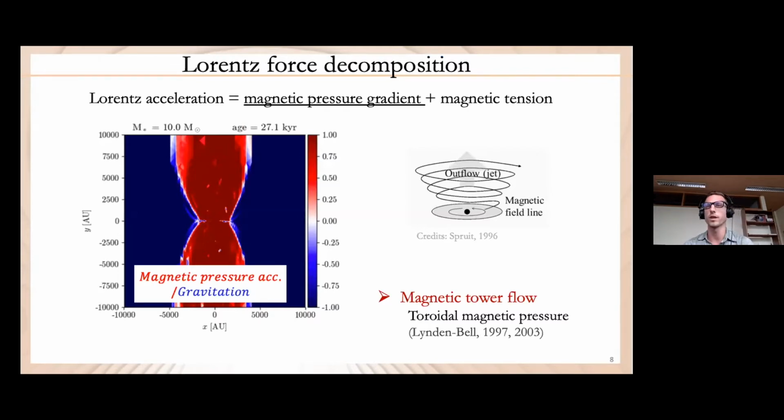Now we can focus on this Lorentz force, and actually we can decompose it as the sum of a magnetic pressure gradient and a magnetic tension force. So we will focus on the first one. So what happens here? Well, you have the field lines that are initially vertical, and then you have the differential rotation that twists the field lines so that you produce a toroidal component that is absent above the disk, so that you have actually a gradient in this toroidal component. So it creates a gradient in the B phi and also in the B phi squared, which is typically the magnetic pressure. And as you can see here, this magnetic pressure acceleration actually dominates over gravitation. So this is responsible for launching the outflows in our simulation. It's the so-called magnetic tower flow.